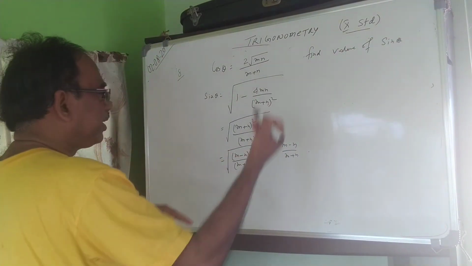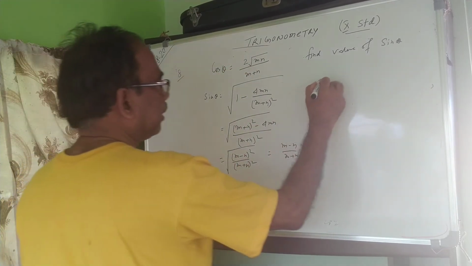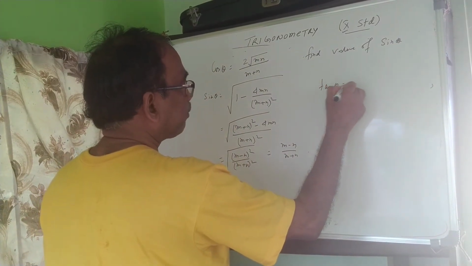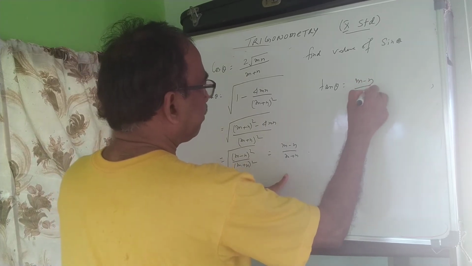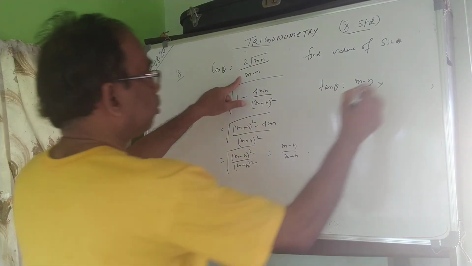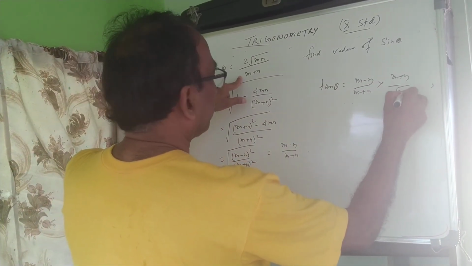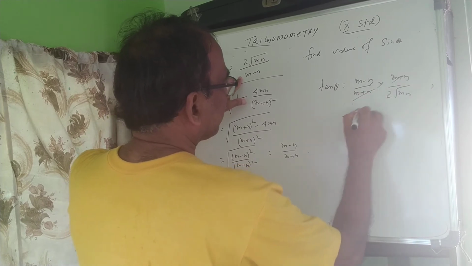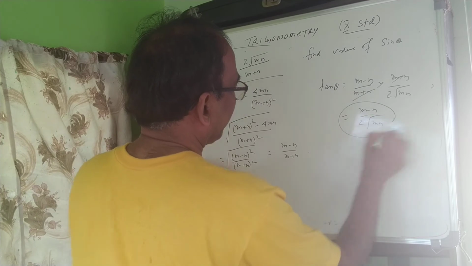If you are asked for tan theta, you can do sin theta by cos theta. Sin theta is m minus n by m plus n, and cos theta is 2 root mn by m plus n. So tan theta is m minus n by 2 root mn. That is tan theta.